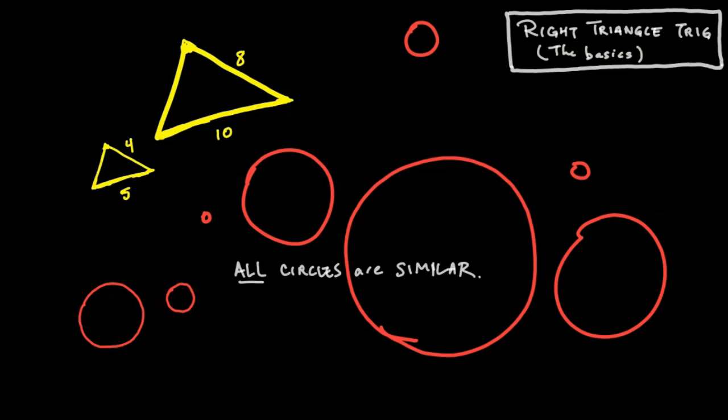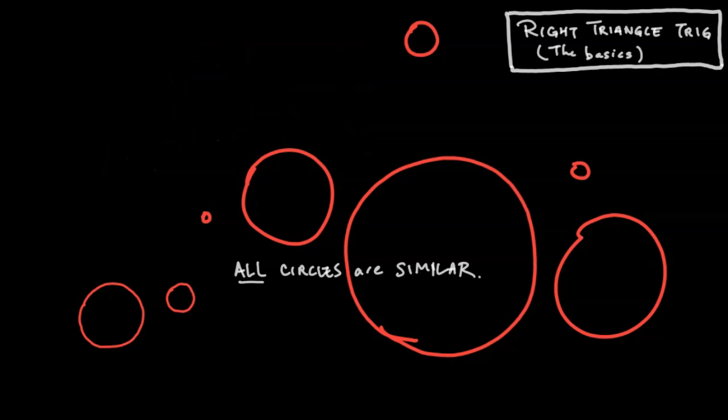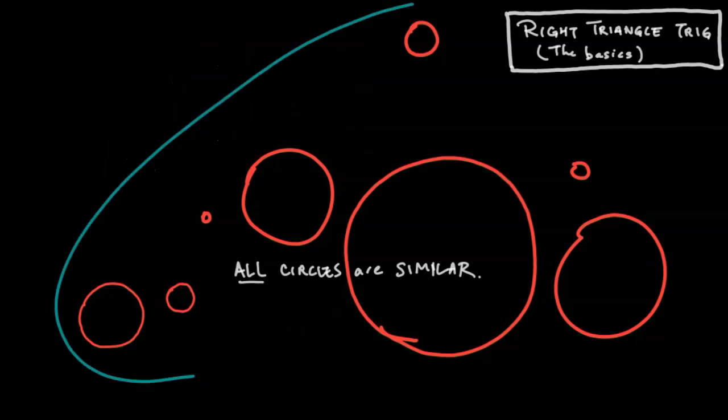That's in complete contrast to something like triangles. These two triangles have the same shape, but it's a very different shape than, say, this triangle has, though not all triangles are similar. But I mentioned the fact that all circles are similar so that we can think of the set of all circles as being one big family.